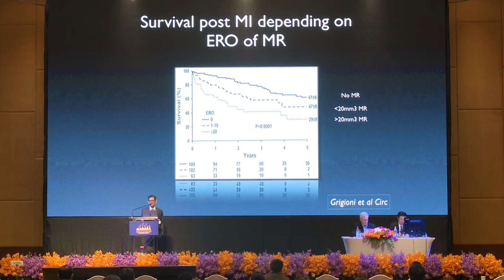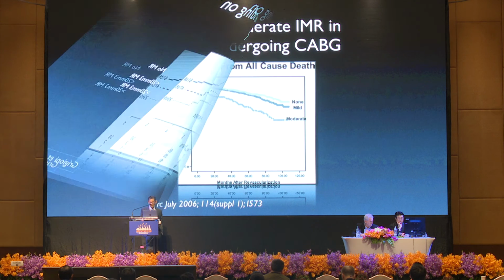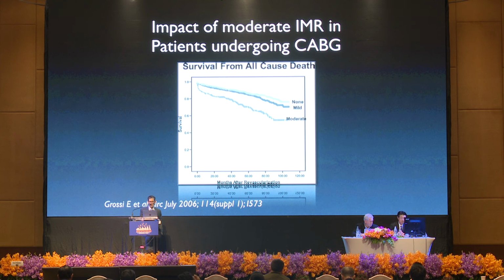So if we have a look at this graph here, if you have no mitral regurgitation, that's the upper curve, that's your long-term survival. If you have relatively mild mitral regurgitation by ERO criteria, it has an impact on your survival. And once you get to an ERO of 20, then that has a significant impact. And those things continue over time. So bottom line is, the worse your mitral regurgitation is in association with coronary disease, the worse you do. And that's been supported in a number of papers.